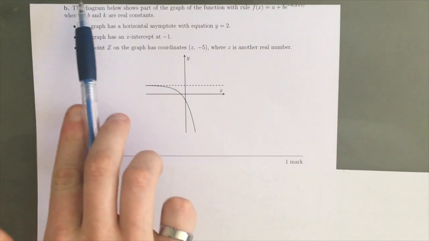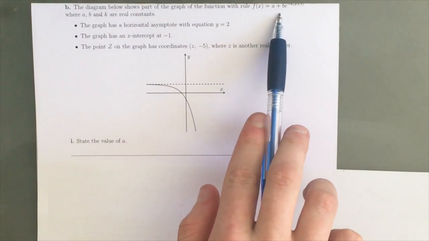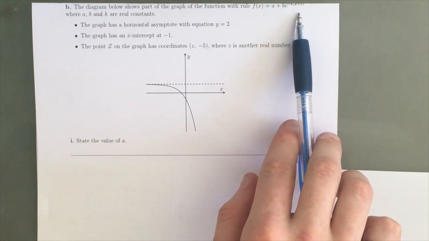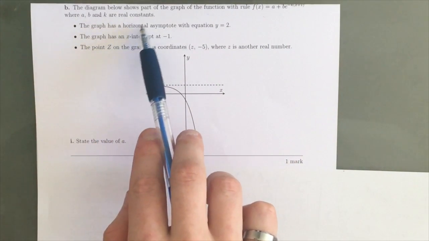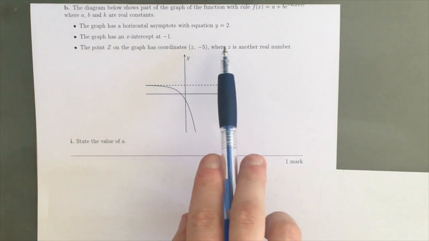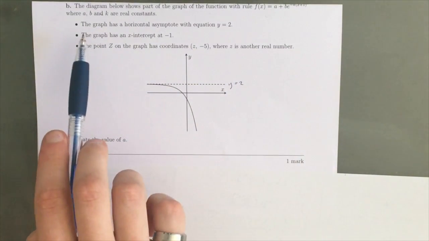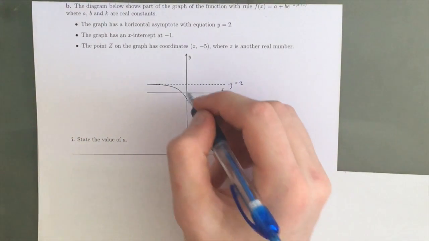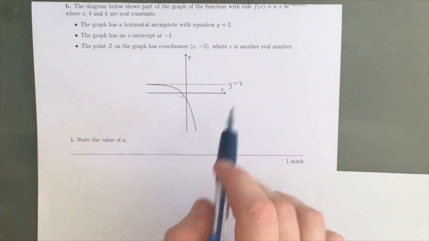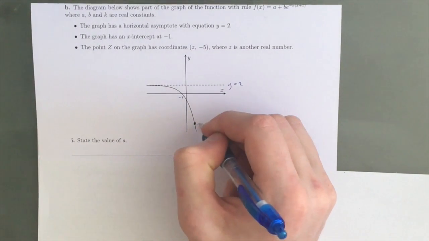Part B. The diagram below shows part of the graph of the function with rule f of x equals a plus b e to the power of negative k times (x plus 1), where a, b, and k are real constants. So there's a few things here. The graph has a horizontal asymptote with equation y equals 2. So this is y equals 2. The graph has an x-intercept at -1. That's -1. And the point Z on the graph has coordinates (z, -5), where z is another real number, which is somewhere here.